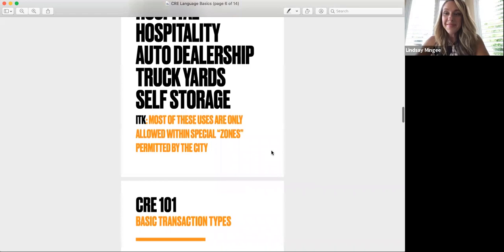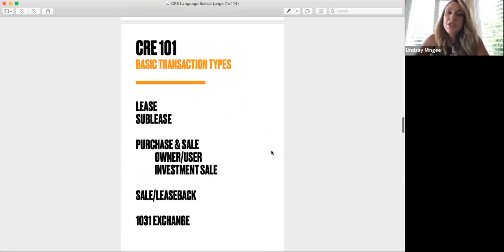Cool. Okay. All right. Commercial real estate 101. Basic transaction types. You have a lease, and that is where someone owns the property. So they have legal property ownership and legal property rights of that property, but they are granting the right of ownership temporarily to someone else for a fixed term at a fixed price. So that's a basic definition of a lease, right?